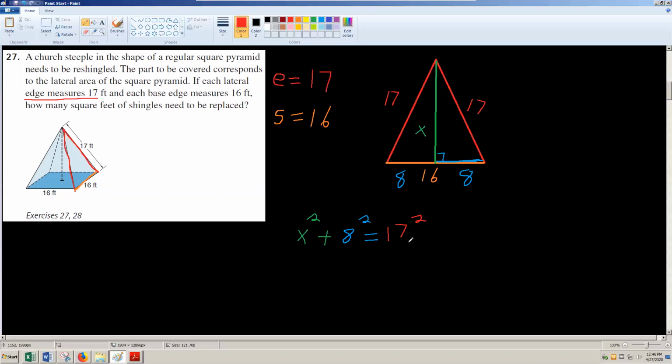So now I'm going to do some math to this thing. 17 squared is 289. I'm going to subtract off my 8 squared, which is 64. So I get my x squared is 225. From here, I'm going to take my square root.